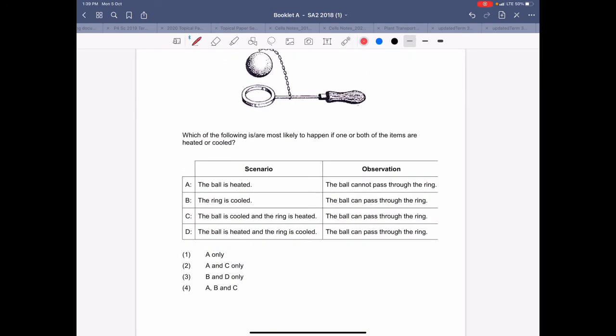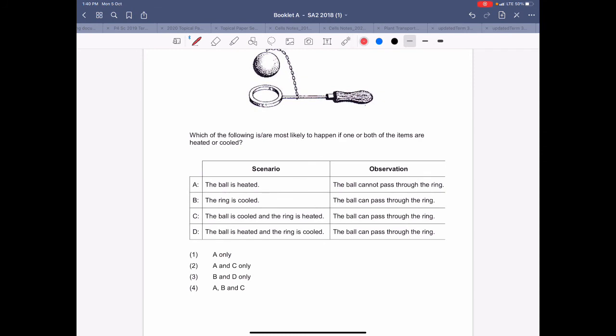So option A, ball is heated, ball cannot pass through ring. Correct, because your ball becomes bigger, but your ring remains the same. So cannot, so correct. Ring is cooled, ball can pass through. Wrong. Why? Because the ring becomes smaller, but your ball didn't become smaller, so your ball cannot fit.